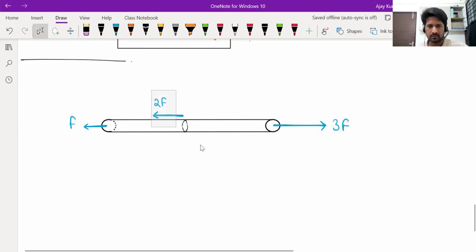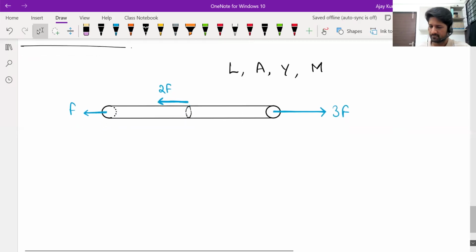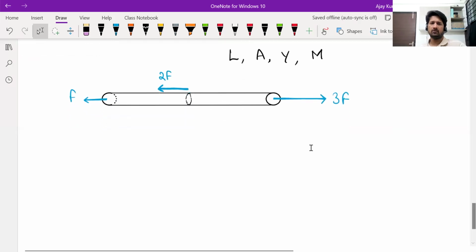Okay, this doesn't look like midpoint. Just let me adjust it a little bit. The aim is to derive the elongation. Total length is given L. Area of cross section is A. Young's modulus is Y. If needed, you can take total mass as M, but I don't think it will depend on that. We have to derive the total elongation in this wire.